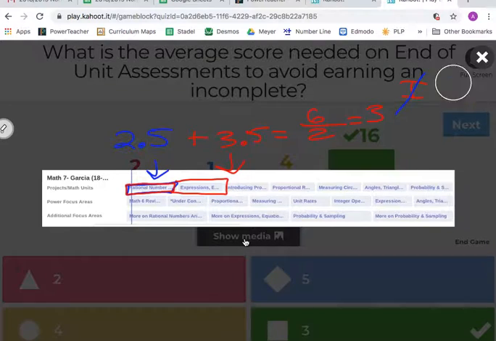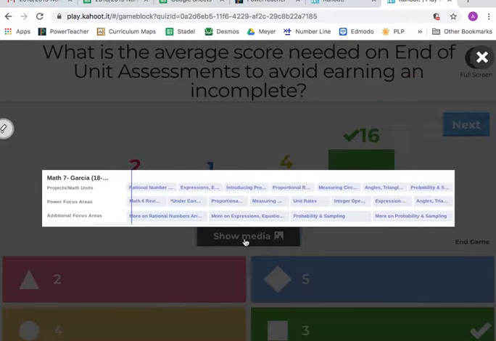Nobody wants to be a C. If you want an A, you want to try to get 4.5 or a 5. B's are about 4.